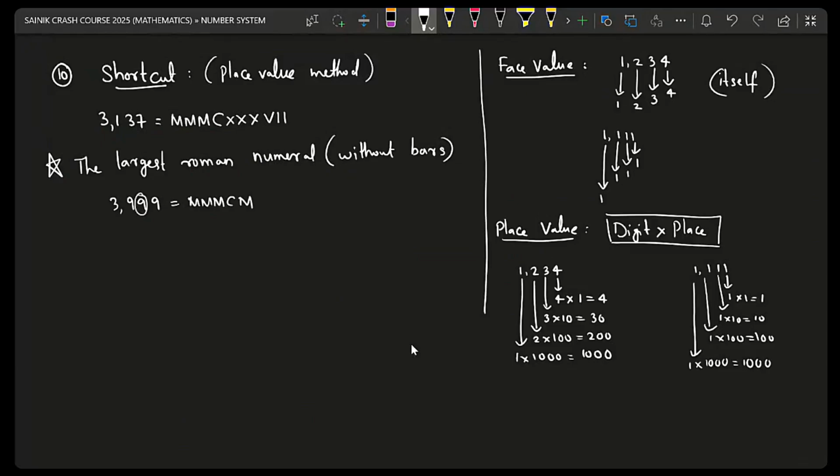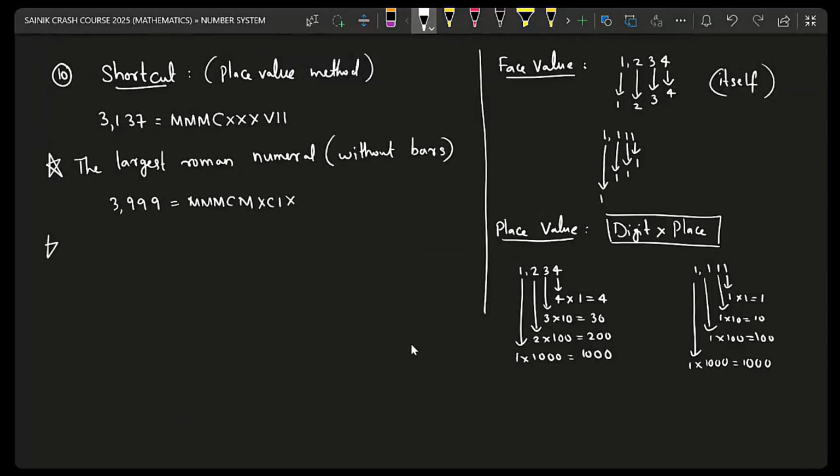And this 9 is there in which place? Tens place. So that is 9 into 10, which is 90. We can write it as XC. And this 9 is there in ones place. 9 ones are 9, so it's going to be IX. So this is the largest Roman numeral that we can write without using bars.